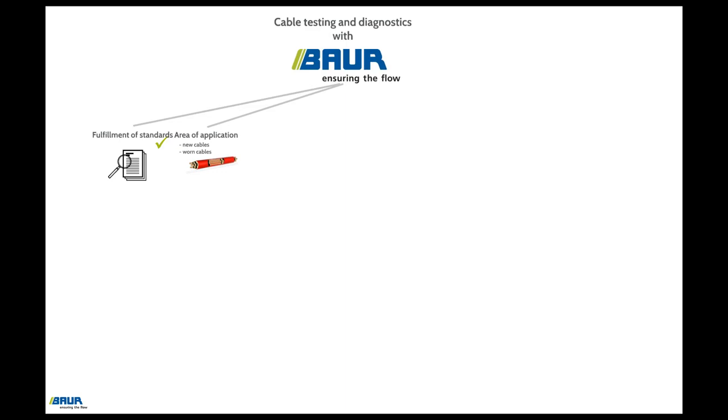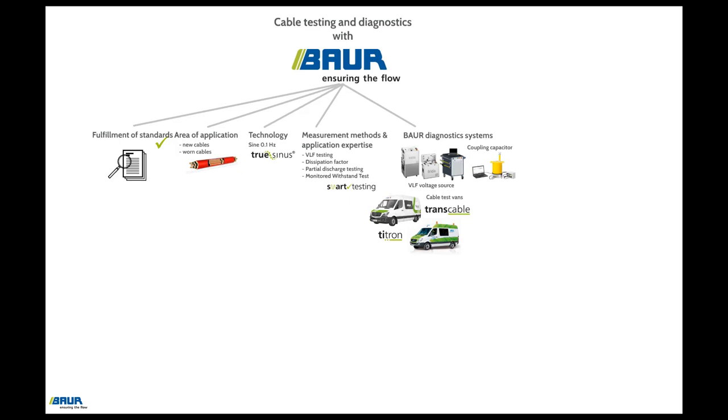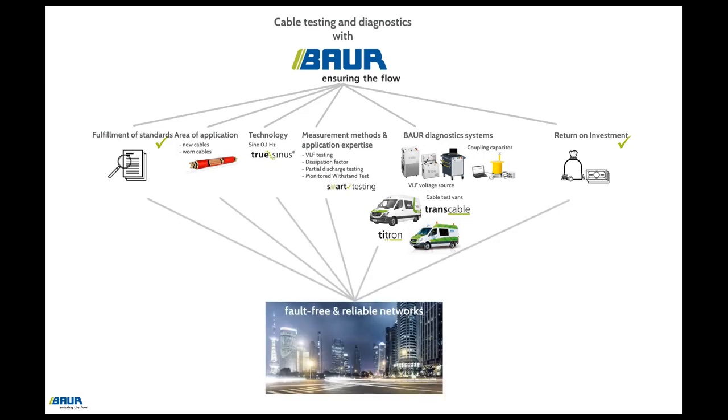0.1 Hz sinusoidal voltage offers optimal preconditions for the use of VLF, dissipation factor measurement, and partial discharge testing, and for the combined variant, the monitored withstand test. The measuring equipment ranges from portable variants to integration in the Transcable or Titran cable test vans. The systems from Baur permit precise and efficient cable testing and diagnostics for fault-free and reliable cable networks.